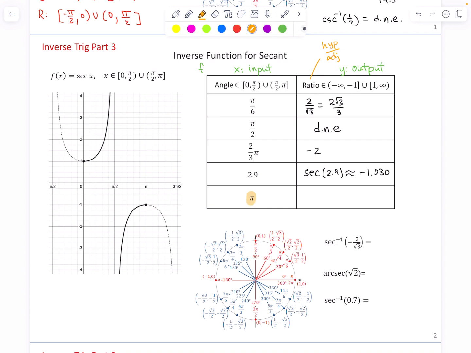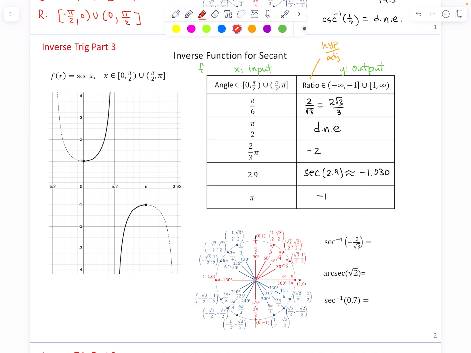And then finally at pi points on the left side of the unit circle. First coordinate is -1, and the reciprocal of -1 is still -1. This corresponds to this point over here in our graph at pi, -1. And this is the largest angle that we would want to plug in to this cropped version of secant of x.